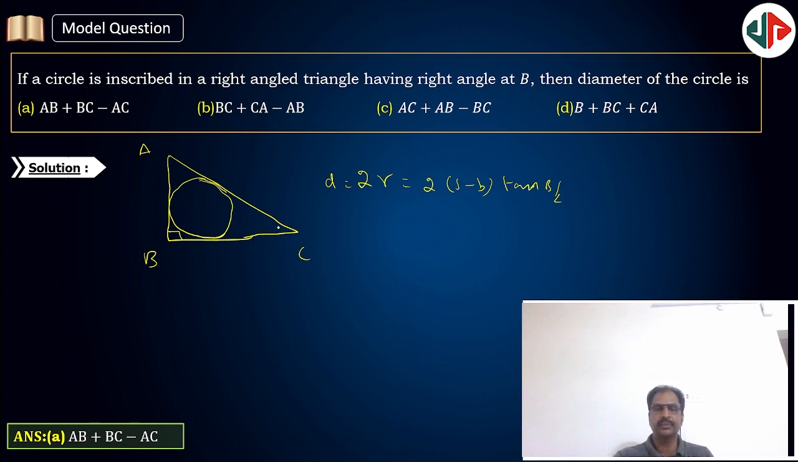So the diameter is 2 times the inradius, and we have a formula for r as (s minus b) tan B by 2, and angle B is 90 degrees. So this is tan 45, which is 1. So this is 2s minus 2b. But what is 2s? a plus b plus c, minus b, which means a plus c minus b. What is a denoted with? a is the side BC, c is AB, b is AC. So BC plus AB minus AC. Option A.